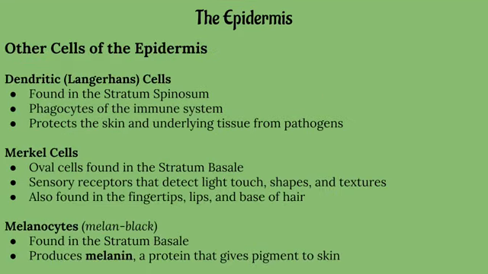Besides keratinocytes, there are other types of cells in the epidermis. There are dendritic cells, which are phagocytic immune cells that protect the skin and underlying tissue from pathogens. There are Merkel cells, which function to detect touch, shapes, textures. They can be found in different parts of the body, such as the fingertips, lips, and hair on the scalp. And then there are melanocytes, which are responsible for producing the melanin protein.